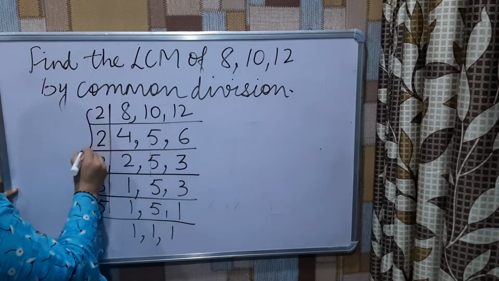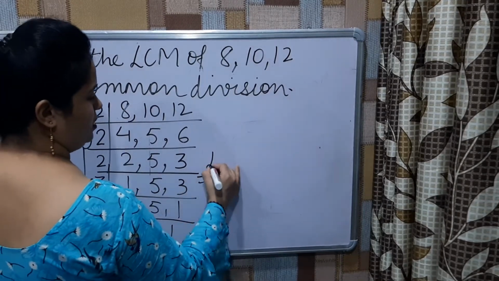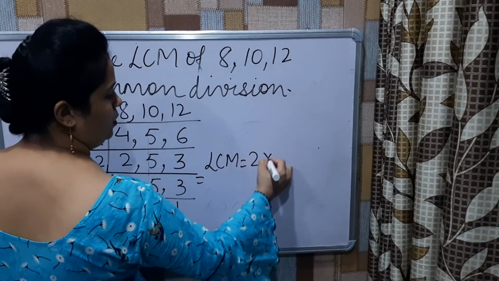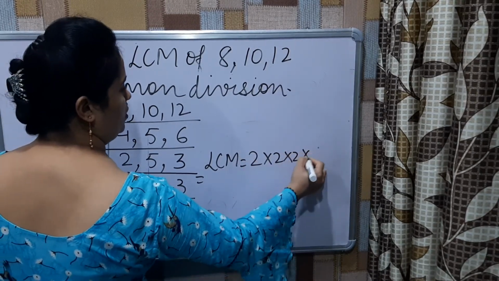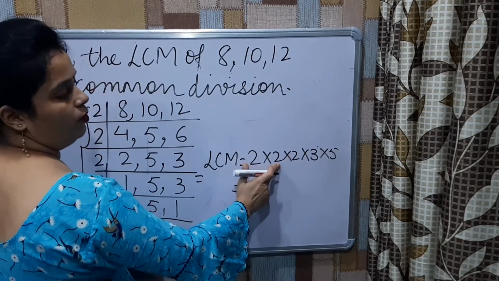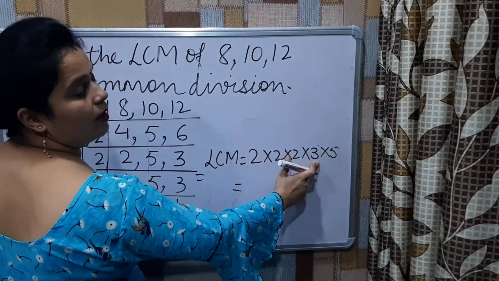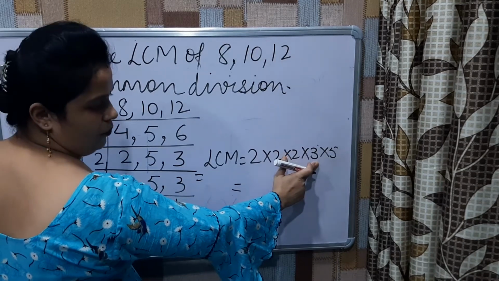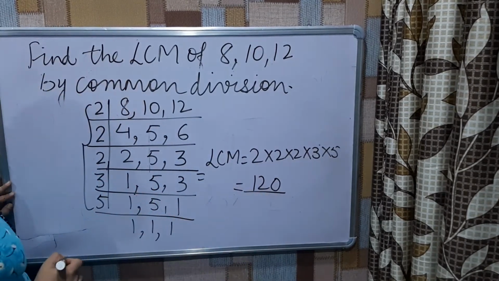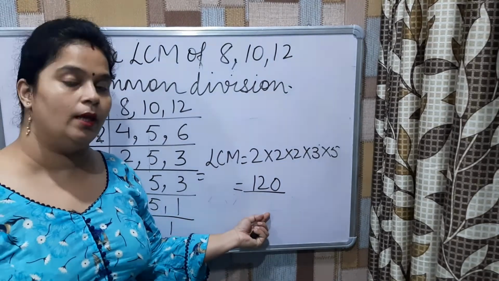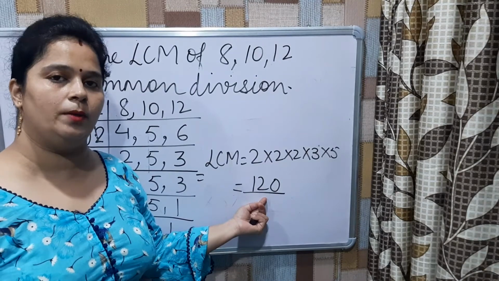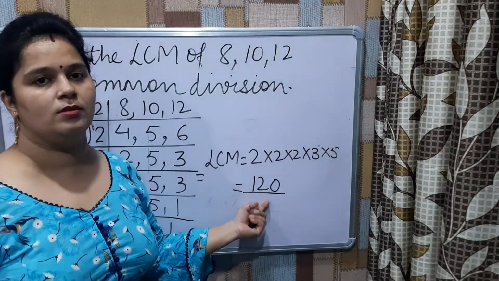Now I have to multiply the numbers which are given on the left side to find out the LCM: 2 into 2 into 2 into 3 into 5. Now 2 2s are 4, 4 2s are 8, 8 3s are 24, 24 5s are 120. Children, again in this case the LCM is 120. It means if you find out the LCM by any of the 3 methods, your answer will be the same in each case. Thank you.